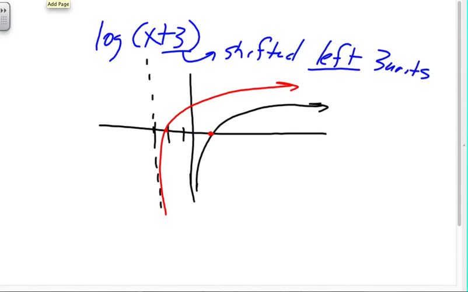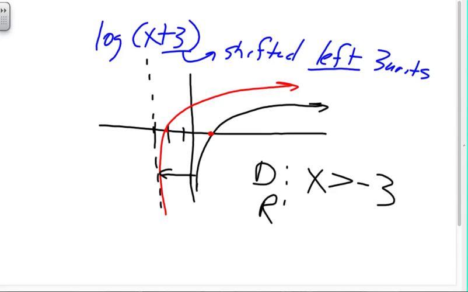Now we need to find domain and range. So domain. Now you notice we moved this over, so instead of being bigger than 0, x is going to be all values bigger than negative 3. For my range, I'm still dealing with all real numbers. Okay, let's take a look at a strange little puppy. I want to find domain and range of log base 3 of x squared minus 1.